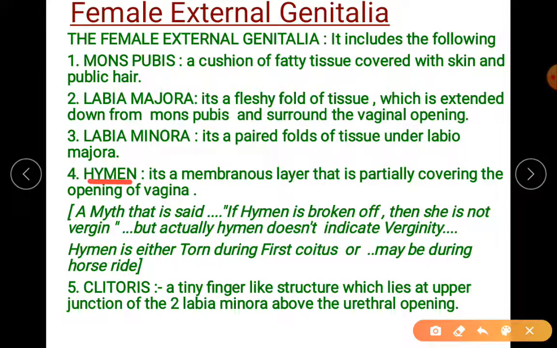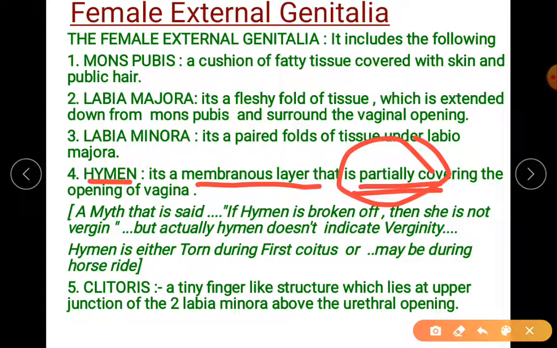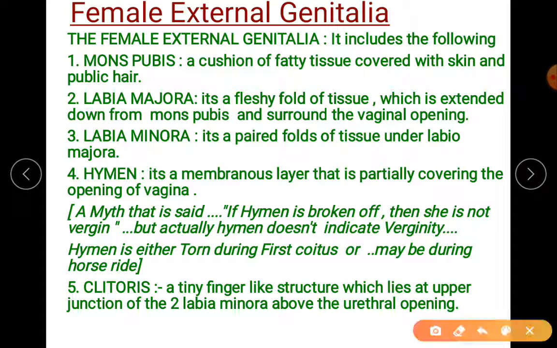Coming to the hymen, a 1 mark question. The hymen is a membranous layer that is partially covering. Remember, it is partially covered, not completely covered. Partially covering which spot? The opening of the vagina. There is one myth that is told: if the hymen gets broken, then she is not a virgin. Is it true? No. Because the hymen can be broken because of a horse ride. The heavy jerk causes the breaking of the hymen. This is why it doesn't indicate virginity.